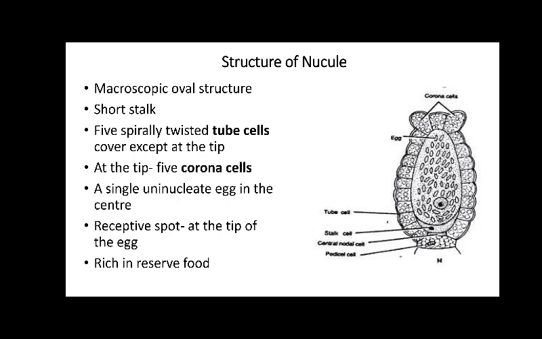They usually twist around the ovum and cover except at the tip. ടിപ്പിൽ മാത്രം ആ ട്വിസ്റ്റഡ് 5 ട്വിസ്റ്റഡ് സ്പൈറലി ഇലോങ്ങേറ്റഡ് ട്വിസ്റ്റഡ് ട്യൂബ് സെൽസ് ഫുള്ള് ഓവത്തിനെ ചുറ്റി, പക്ഷേ അപ്പർ പൊസിഷൻസിൽ മാത്രം ഇറ്റ് ലെഫ്റ്റ് അൺഎക്സ്പോസ്ഡ്. ആൻഡ് അറ്റ് ദ ടിപ്പ് there are 5 another type of cells known as 5 corona cells.